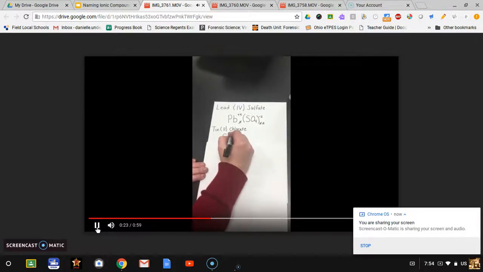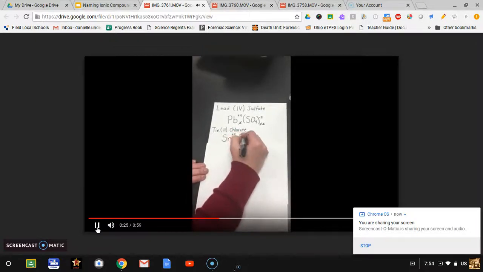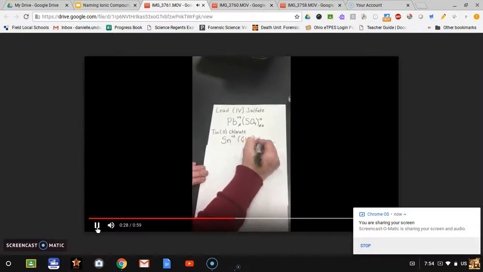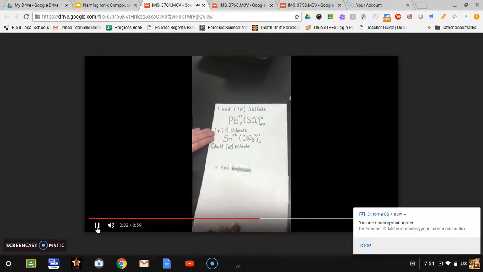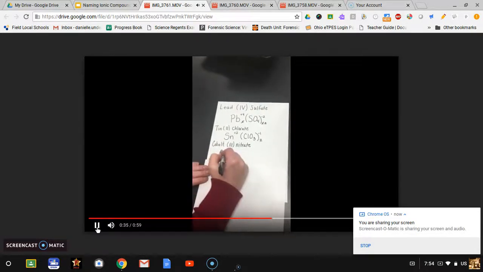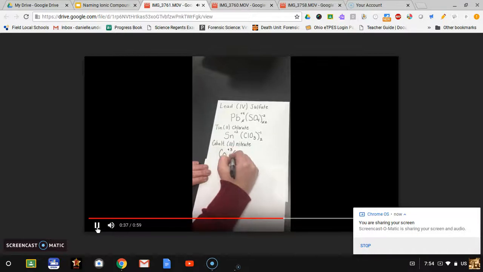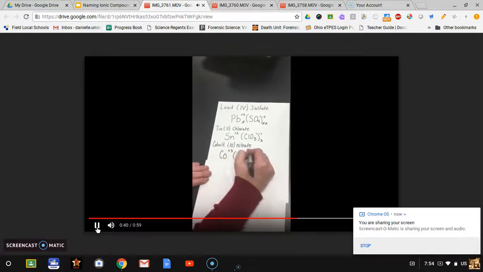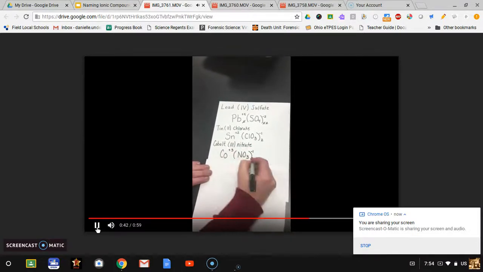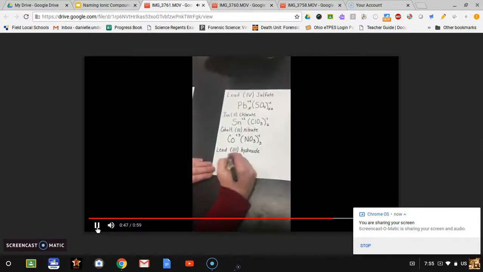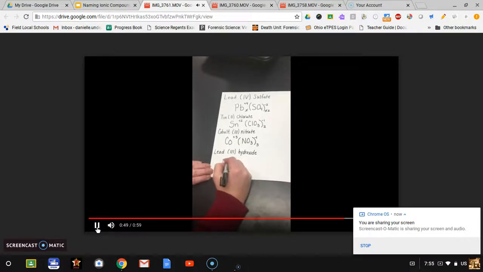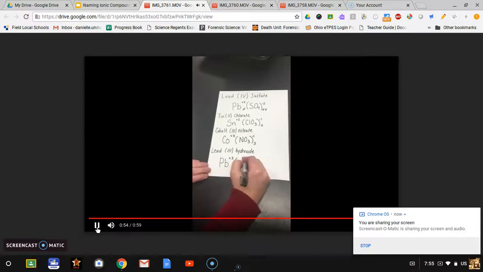Next, we have tin, which has a +2 charge. Formula for chlorate, ClO3 with a -1 charge. Crisscross, bring those down. Cobalt 3 nitrate. Bring the 3 down. And then lead 3 hydroxide. And bring the 3 down.